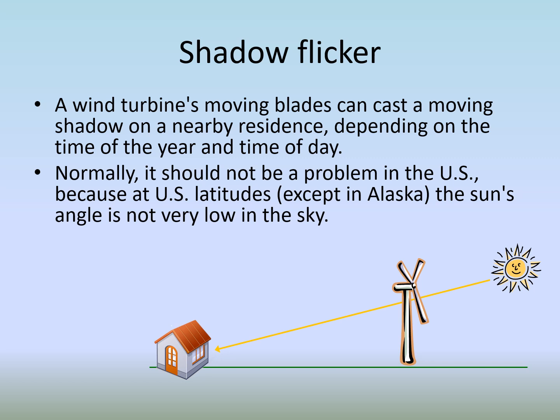A wind turbine's moving blade can cast a moving shadow on a nearby residence depending on the time of the year and time of the day. Normally, it should not be a problem in the US because at US latitudes, except in Alaska, the sun angle is not very low in the sky.